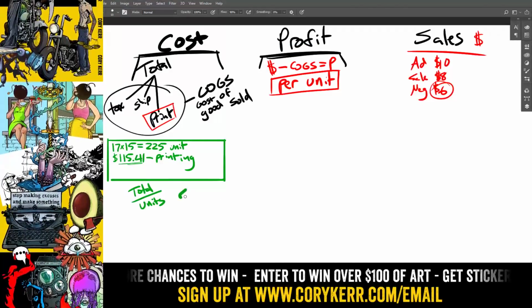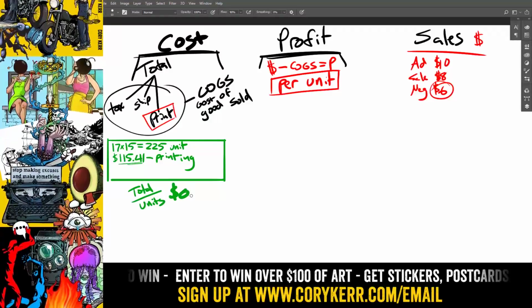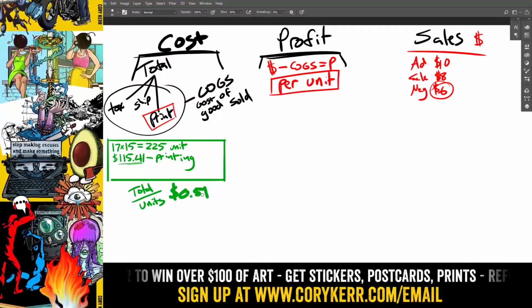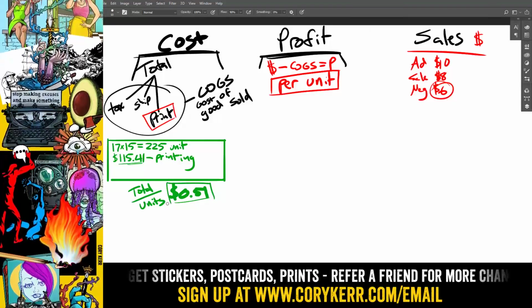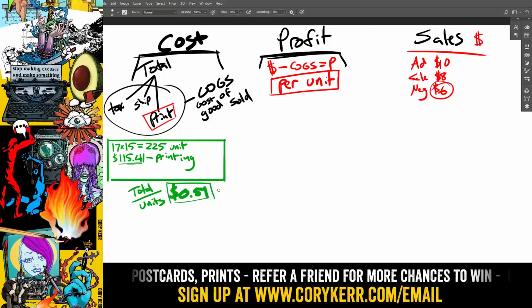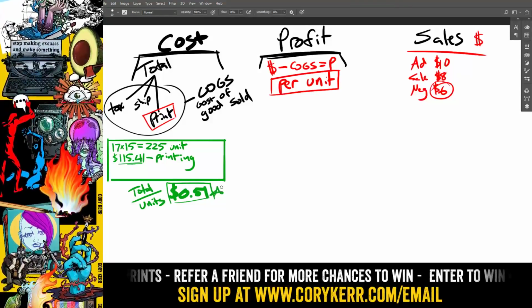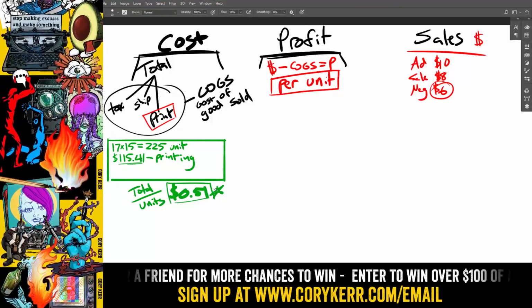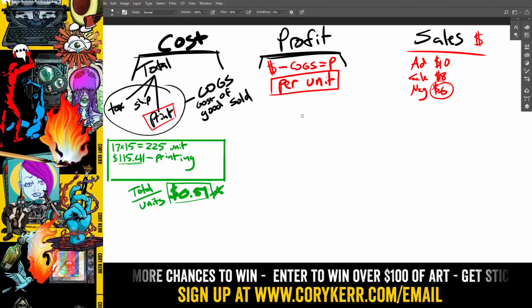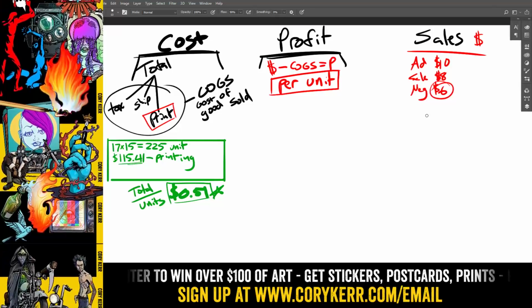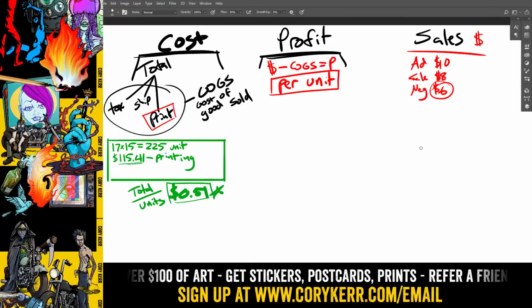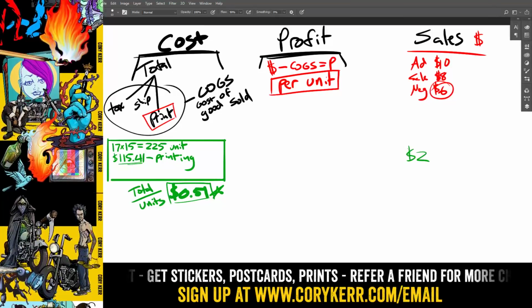Okay, so my cost is 51. So 51 cents is how much each postcard cost me. Okay, so I'm gonna kind of star this so I know where it is later. Then the next thing is I've got to decide how much I'm going to sell this for. Okay, and so let's say that I want to sell these for $2 a piece.